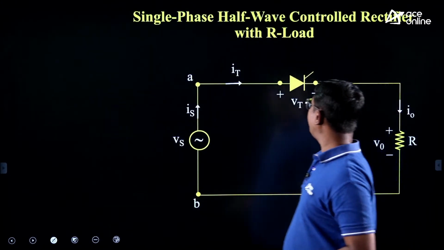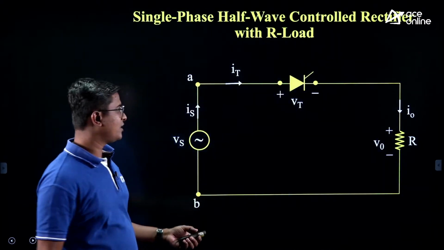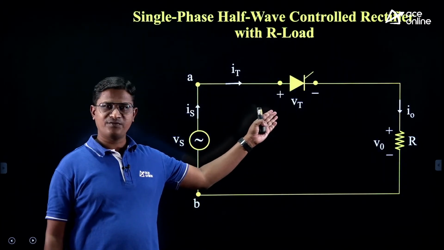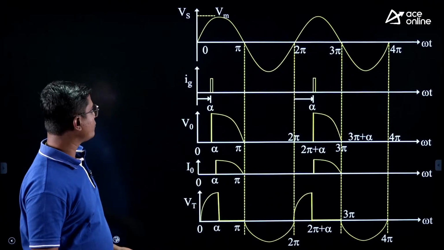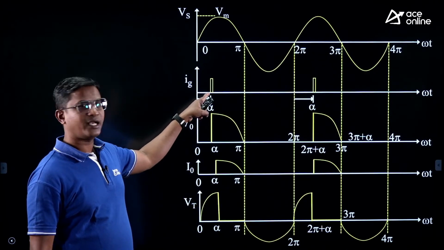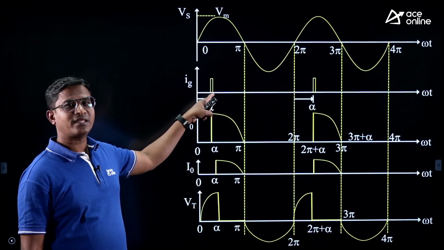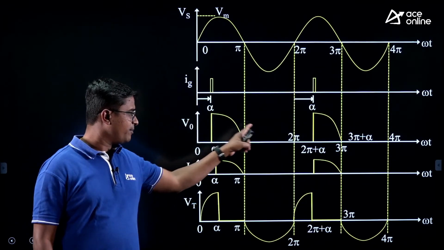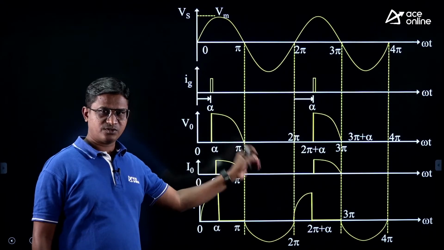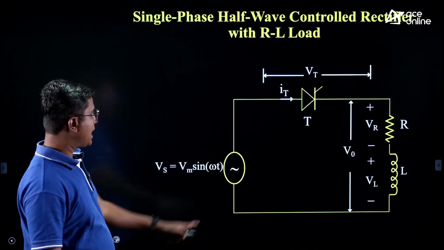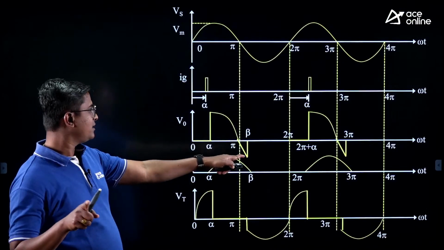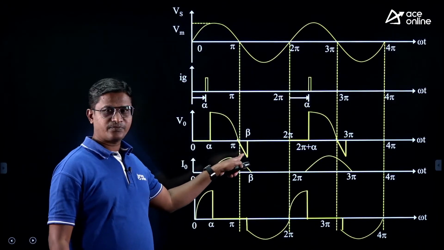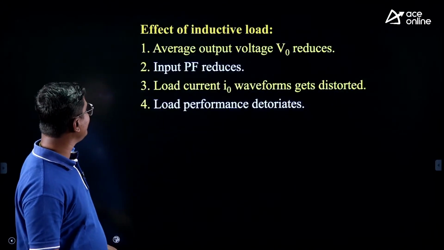Next, single phase half wave controlled rectifier. Controlled means the diode is now replaced with a thyristor. In order to turn on the thyristor, we need to apply the gate pulse. Unless and until we apply the gate pulse, your device will not start conduction. You might be knowing this type of waveforms. Next, RL load. If the load is RL, then again you will get some negative pulse. To avoid this negative pulse, a freewheeling diode is connected.